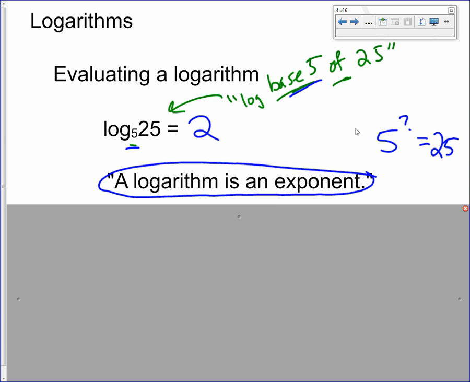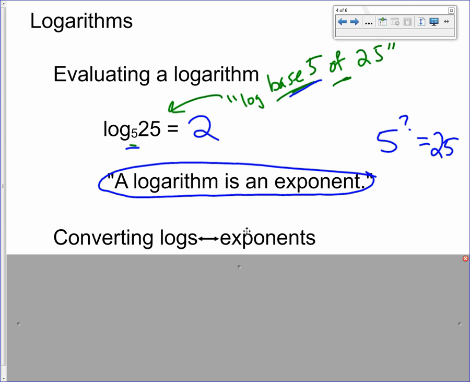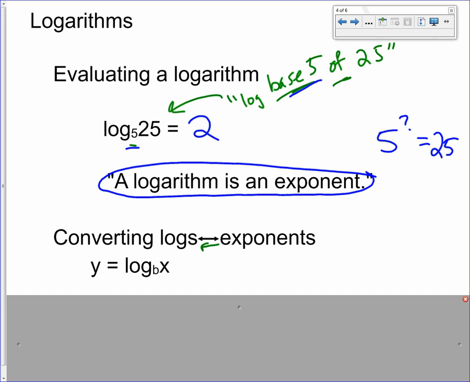What I did over here is I rewrote my logarithm as an exponent. And so that's the next piece. How do you convert logs to exponents? Because that's actually the easiest way to solve. And then notice this double arrow, we're also going to go the other direction. We're also going to do exponents to logs. All logarithms can be rewritten as y equals log base b of x, using that letter b for base.